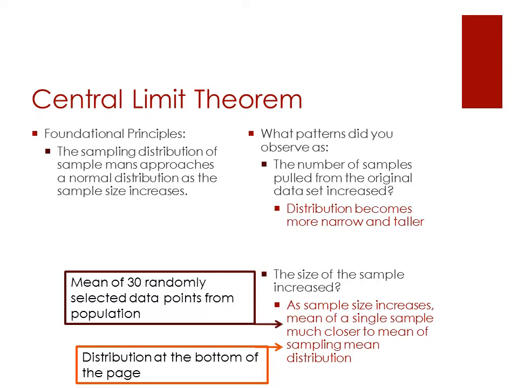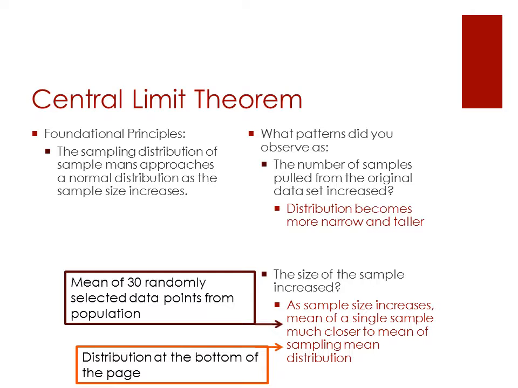All right, you should have noticed that as the number of samples pulled from the original data set increased, the distribution becomes more narrow and increasingly taller, right? So the sample mean that we wind up getting becomes closer and closer to being the same as the mean of the overall sampling distribution.